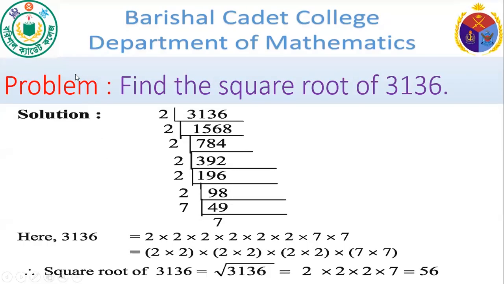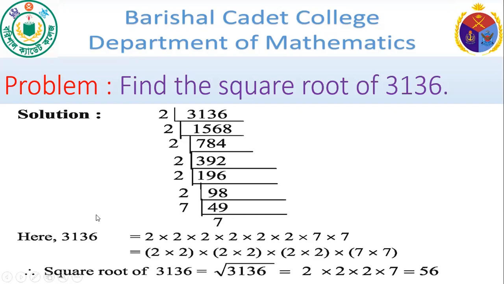Now, let's solve some related problems. Find the square root of 3136. By the prime factorization process, if we divide 3136 by 2, we get 1568, then again by 2, then again by 2, then again by 2, and finally we get 98. Then if we divide 98 by 2, we get 49. Then if we divide 49 by 7, we get 7.